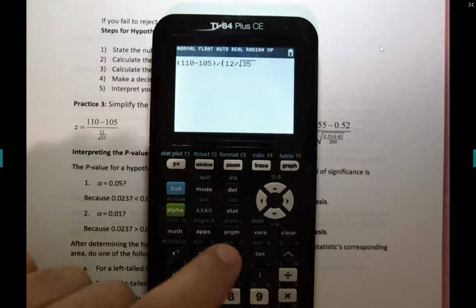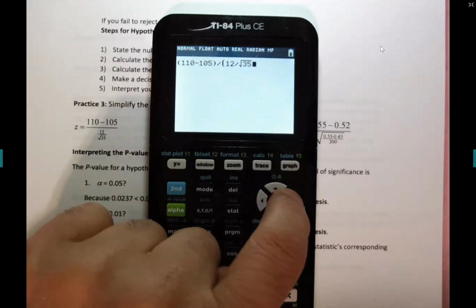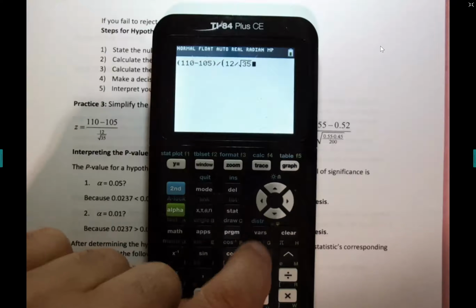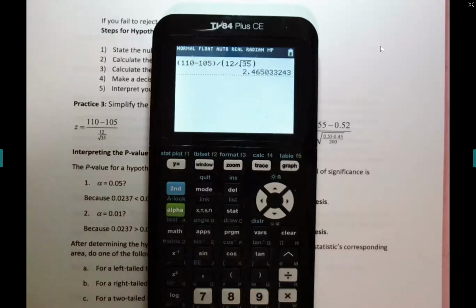Watch, guys. And then to get out of this, just press here. You're out and put parentheses. So this is how you enter the same. Don't forget the parentheses on top. Otherwise, you're going to get a totally wrong answer. So look, and that's the answer. That's Z. Usually we round Z to 2 decimal places. So that will be 2.47.